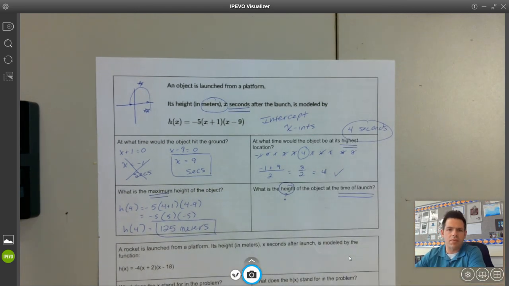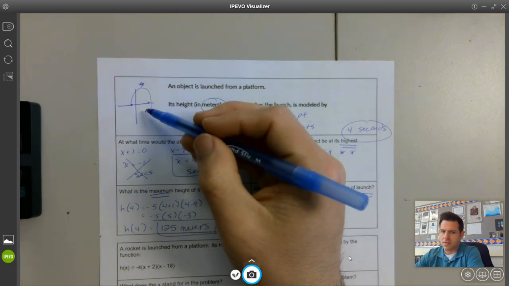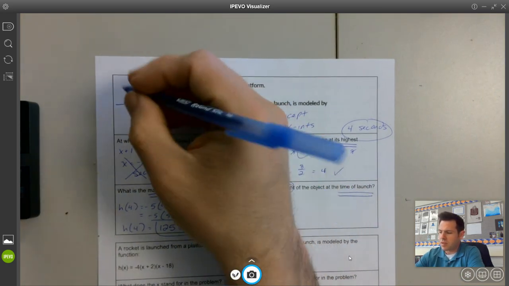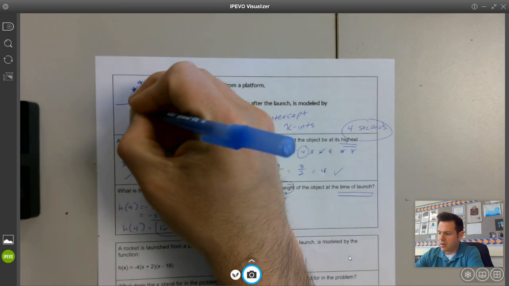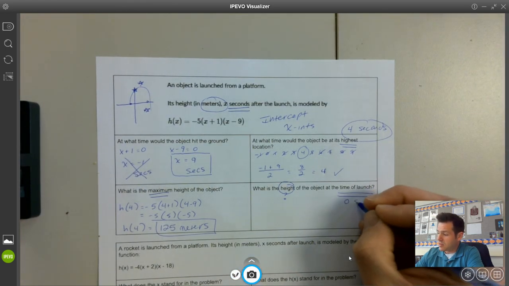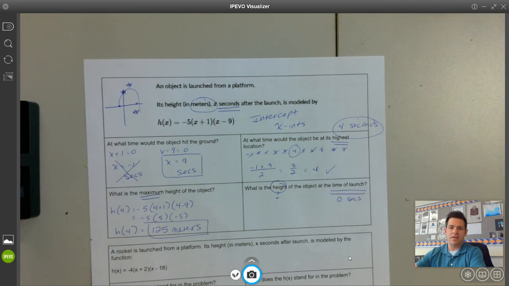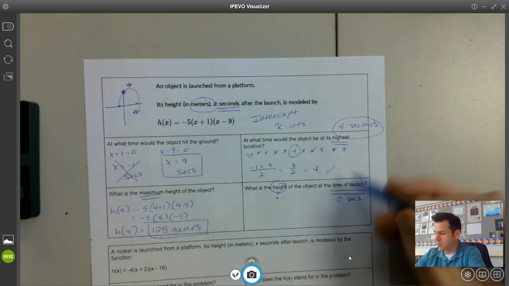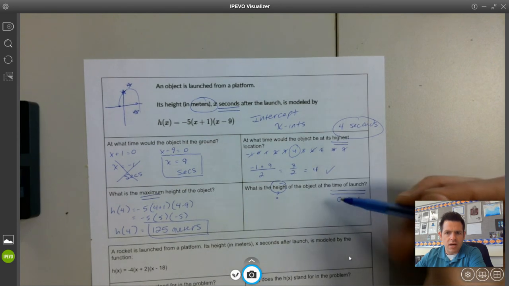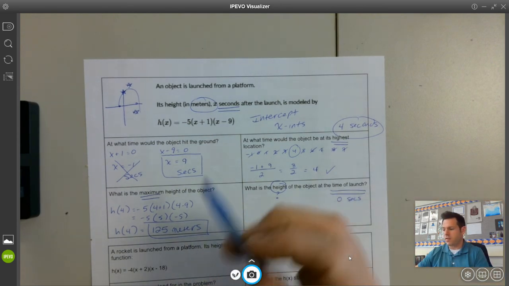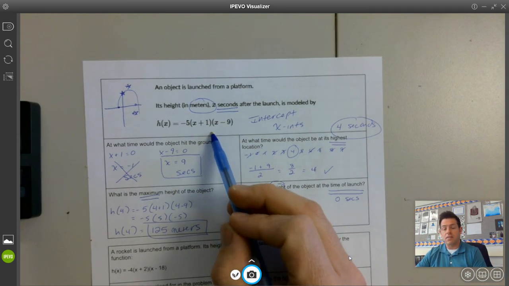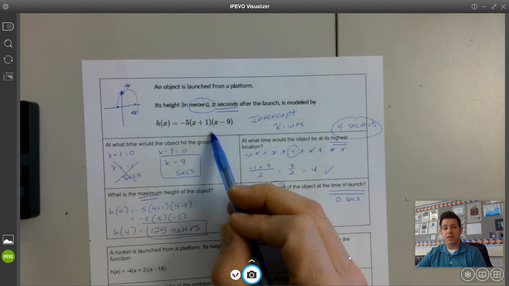And within this problem, again, if I refer back to this very poorly drawn example, the time of launch would be right here, and that happens at 0 seconds. So right when this object starts moving, whatever this object may be, that would be at 0 seconds. So if I take the number 0, almost like I did with this number 4 here, and plug it into the original function up here, I can figure out the height of the object at the time of the launch.